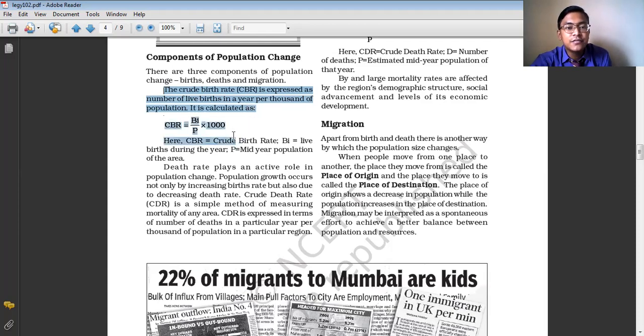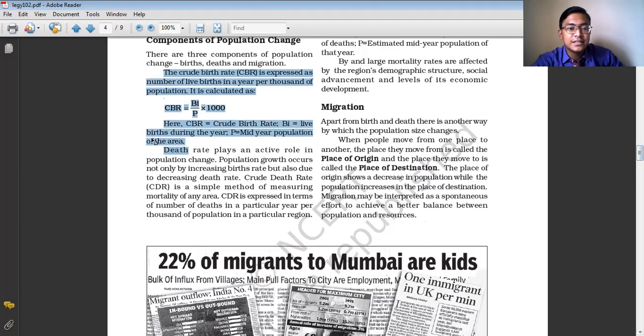This is the formula which we use for calculating the crude birth rate: CBR is equal to BI divided by P into 1000. Here CBR means the crude birth rate, BI refers to the live births, that is the number of live children born during the year, and P refers to the median population of that particular area, the total population of the area.